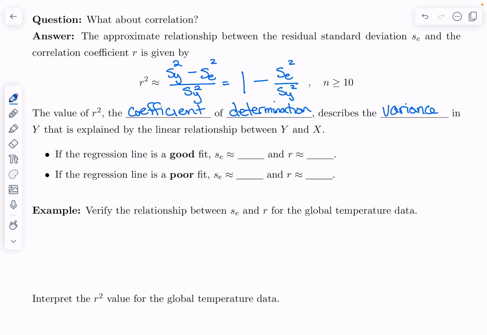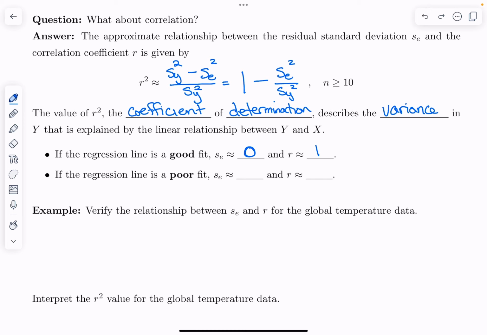So in other words, if our regression line is a good fit, then the residual standard deviation will be approximately 0, and our r squared value, and therefore in turn our r value, will be approximately 1. Okay, so imagine that you're sticking in 0 here, and then r squared would be approximately 1.